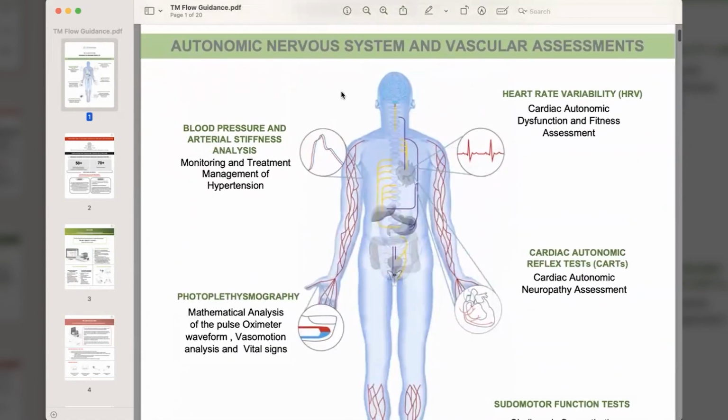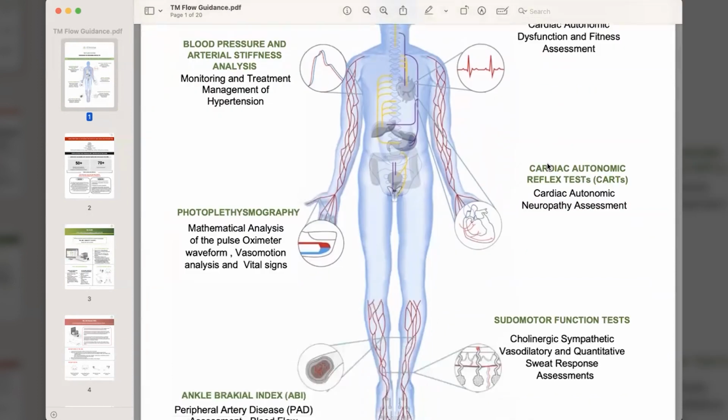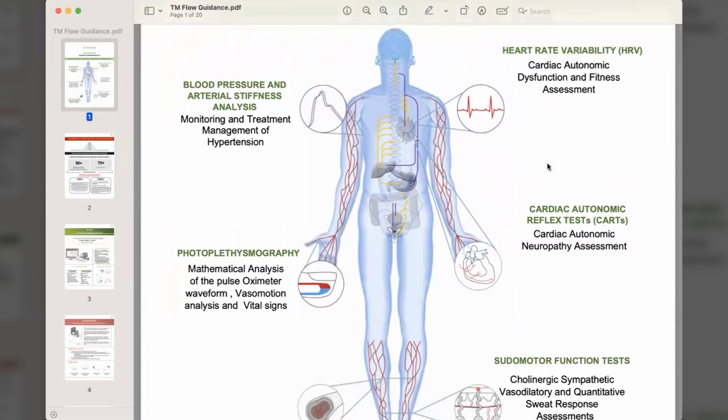Essentially, these are the different measurements it's taking, and what it's diagnosing. With heart rate variability, you're able to diagnose cardiac autonomic dysfunction and evaluate the fitness of the patient. All it's measuring is how well the patient's heart rate responds to challenges, right? When you do the Valsalva maneuver, how does their heart rate respond? When you stand up, how does your heart rate respond? The cardiac autonomic reflex test, again, you're testing cardiac autonomic neuropathy.